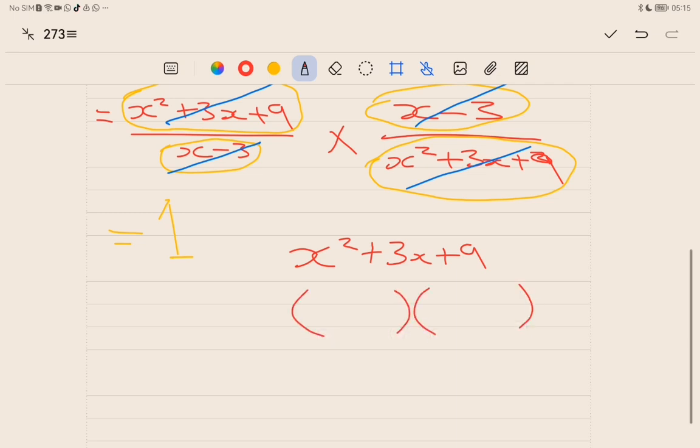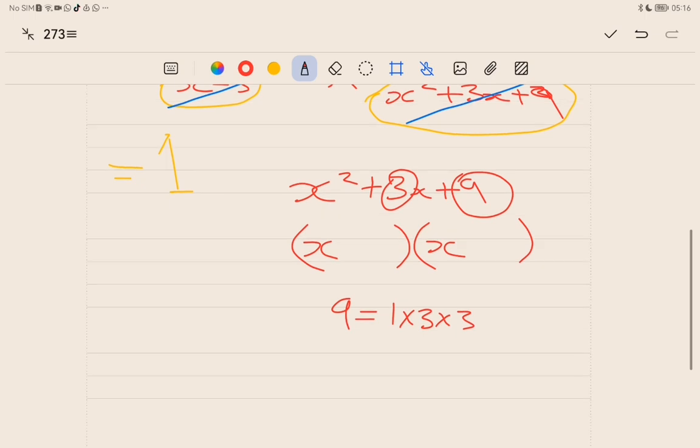you open this, it is x and x. So you focus on 9 and 3. So we want numbers which, when we multiply them, give us 9, but when we add them or subtract them, give us 3. So we need to find the multiples of 9. So it is 1 times 9, 3 times 3.